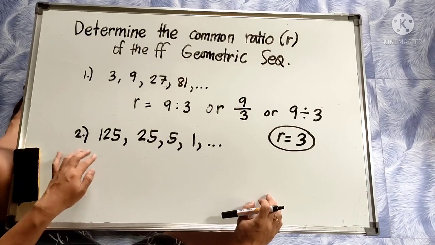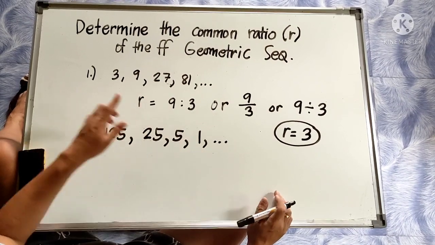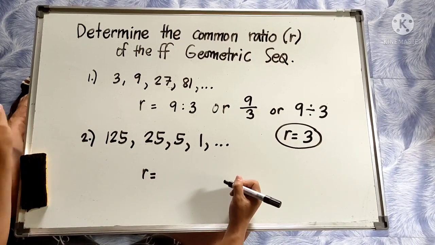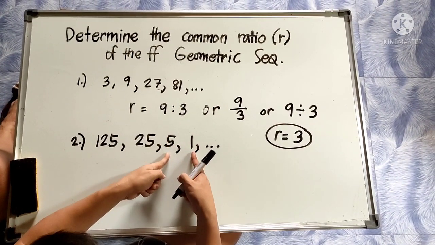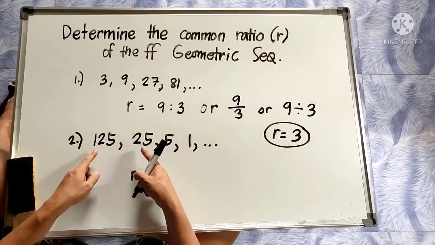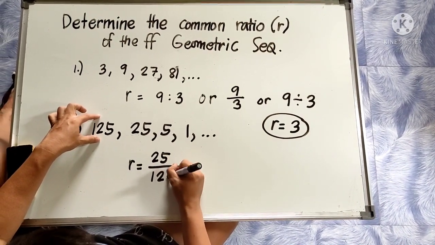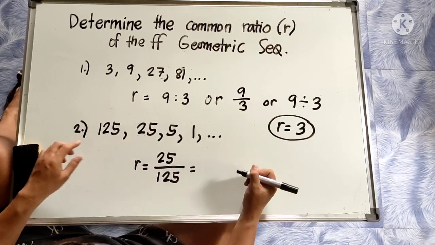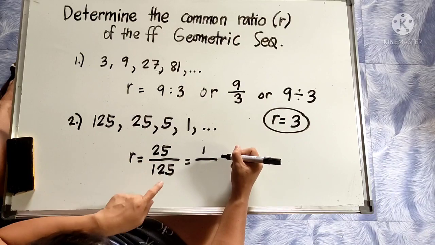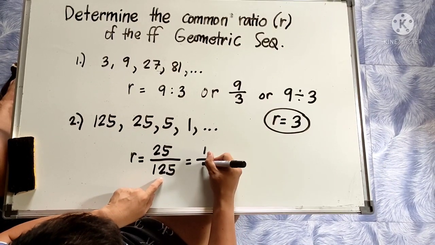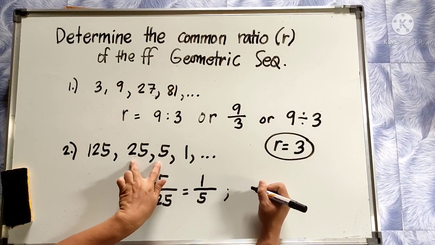Okay? Now let's have example number 2. 125, 25, 5, 1. So to get the common ratio, just choose any two consecutive terms. So you can have this 2, you can have this 2, or you can have this 2. So you can have 25 over 125. Reduce, because it is reducible by 25. 25 divided by 25 is 1, 125 divided by 25 is 5. We will still get the same answer even if you choose the other pairs.